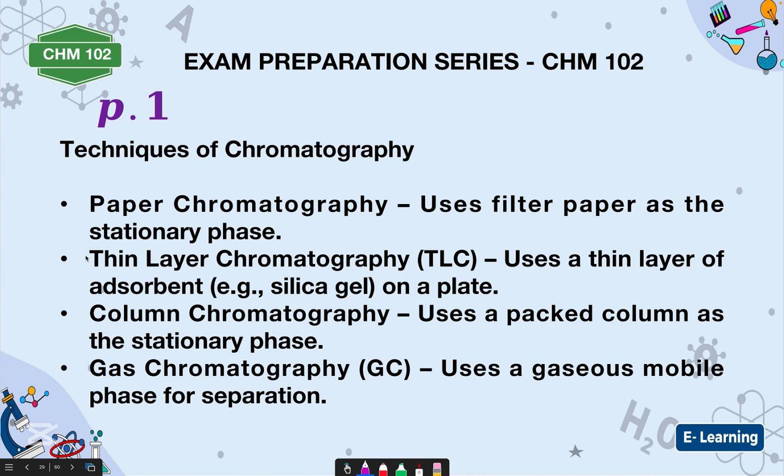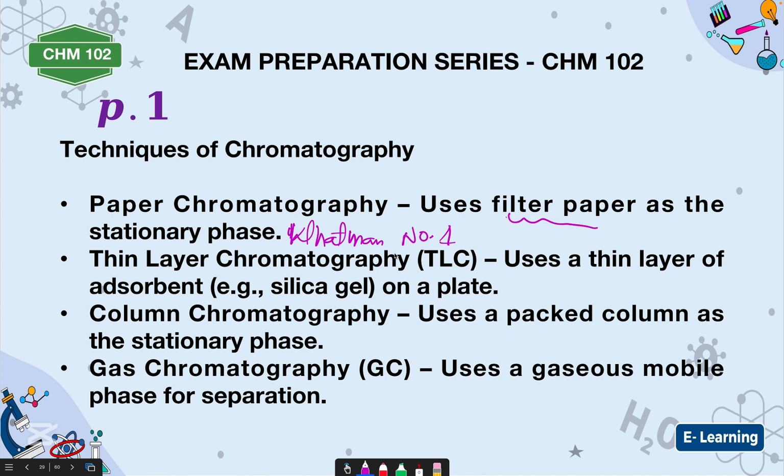We have paper chromatography. This one uses filter paper as the stationary phase. Is that okay? What kind of filter paper? It is Whatman No. 1 filter paper. That is the paper that is used. You might be asked, what paper was used for your paper chromatography? Are you getting it? It's Whatman No. 1 that was actually used. Is that okay? So that is that.